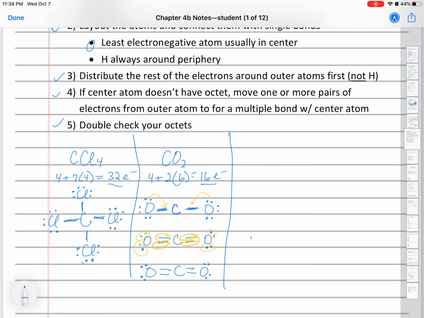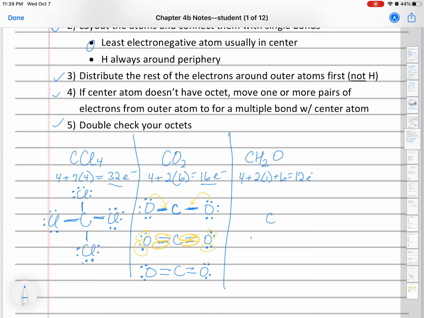All right, I have 2 other examples for us to work through. And the next one is CH2O. All right, so if we do the first step, we need to count the total valence electrons. Carbon has 4. Hydrogen, there's 2 of them, and each hydrogen has 1. And oxygen has 6 valence electrons. So the total number of valence electrons that are involved in bonding here is 4 plus 2 plus 6, which is 12 electrons.